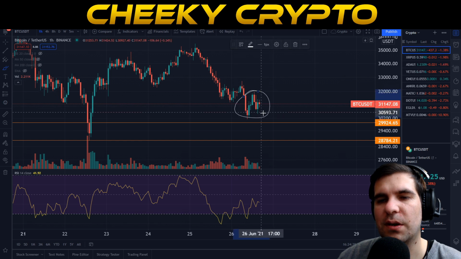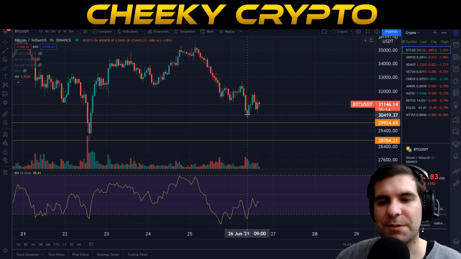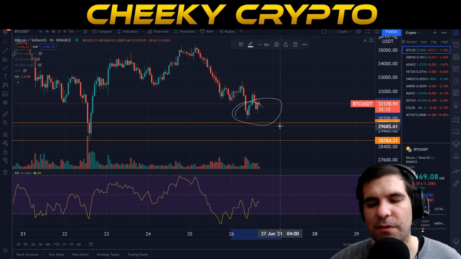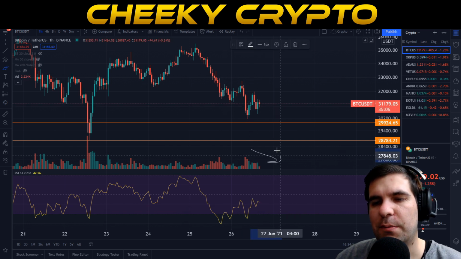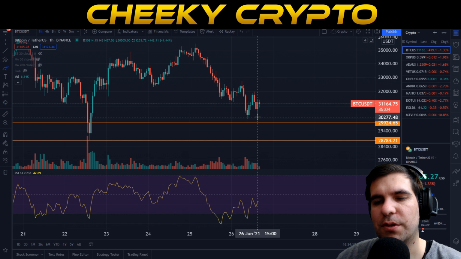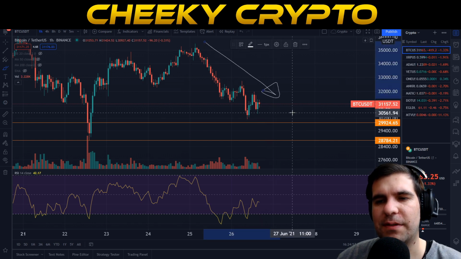And we know that 31k is the area that Tesla bought, for example. So when we're having this pullback down towards our 30k area, this is clearly a buy zone for many institutions. So where we are is bobbing around here, not many people buying it up and not in much volume. And again, that is something that you find quite a bit when you have these institutions buying.